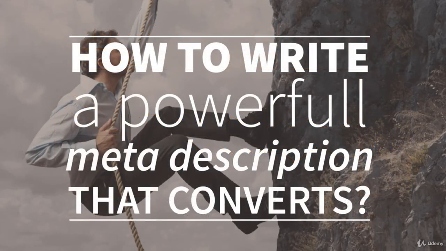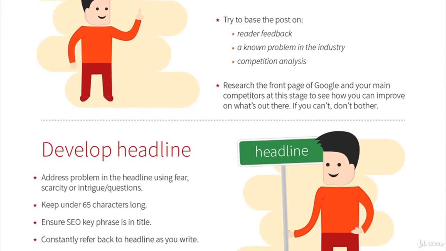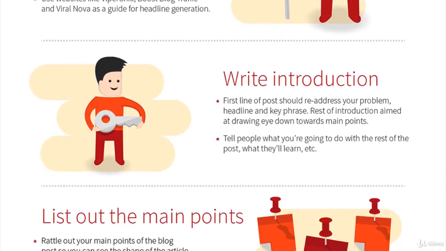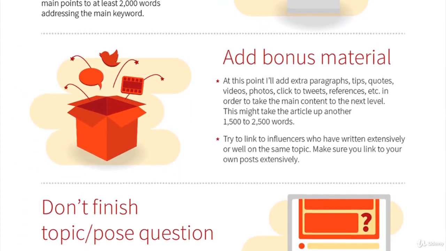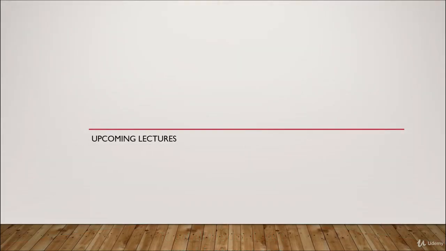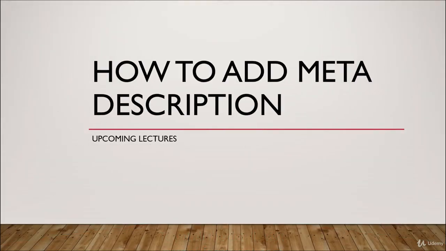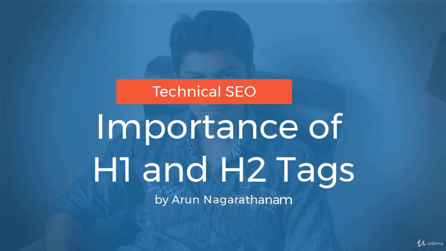Strong meta description text will help optimize the search engine result pages. Headings help organize the landing page content. This improves the user experience, click-through rates, and bounce rates, which will in turn improve rankings. In the upcoming lectures, let's see how we can add meta description to each of your posts. But in the next lecture, I am going to explain to you the importance of H1 and H2 tags. These are also called heading tags.